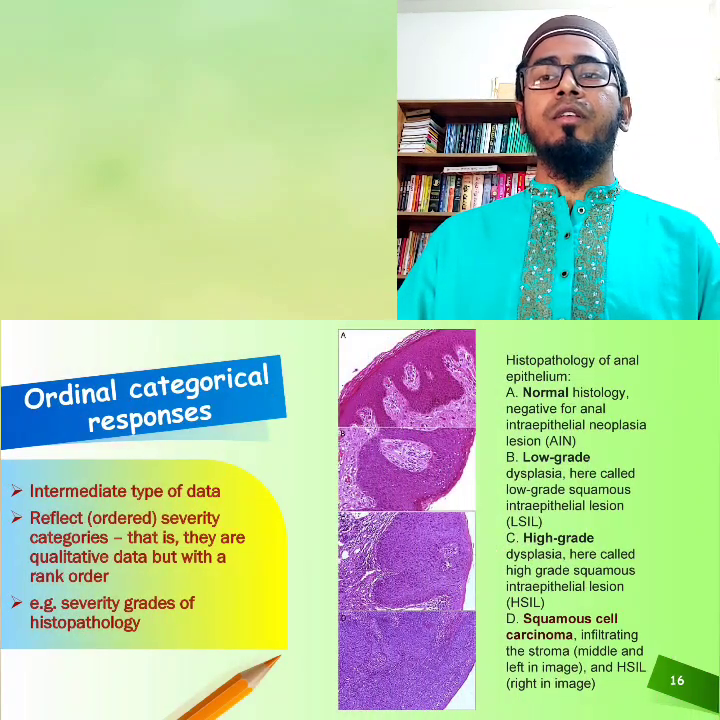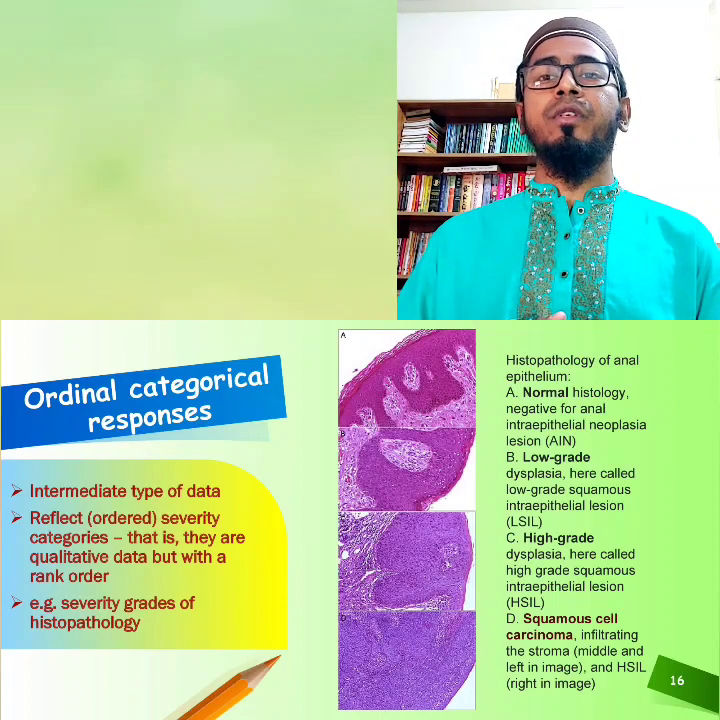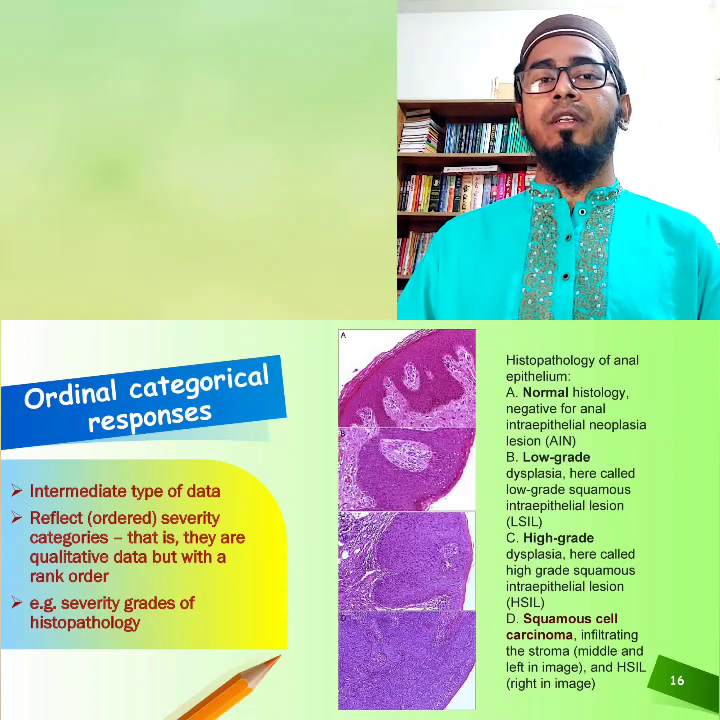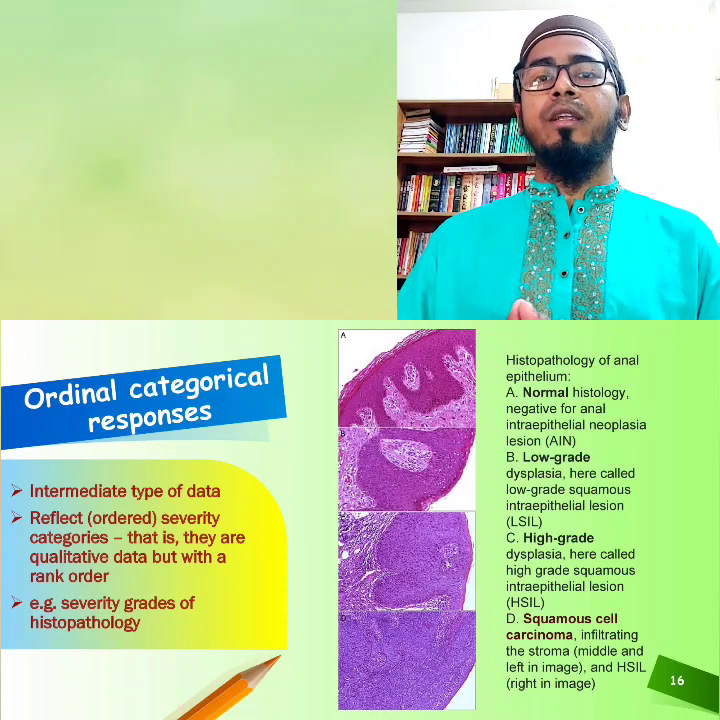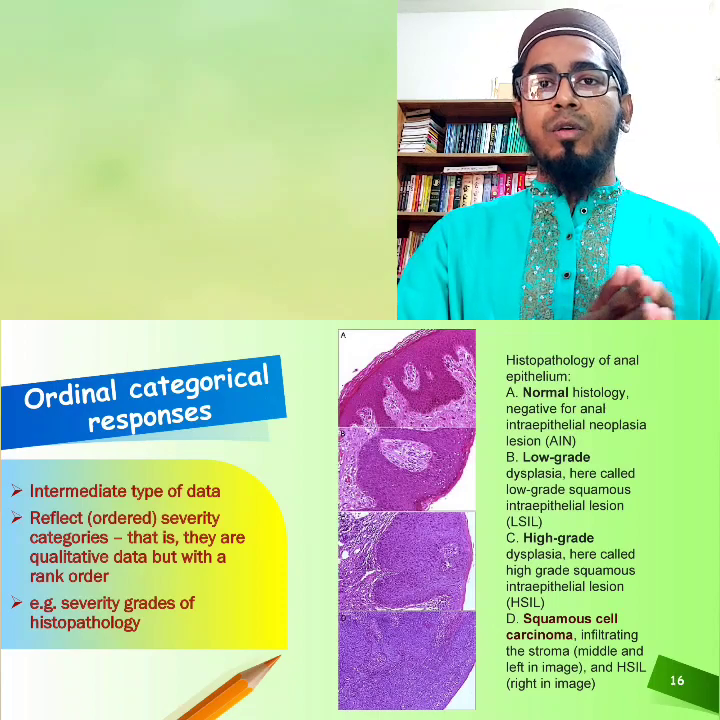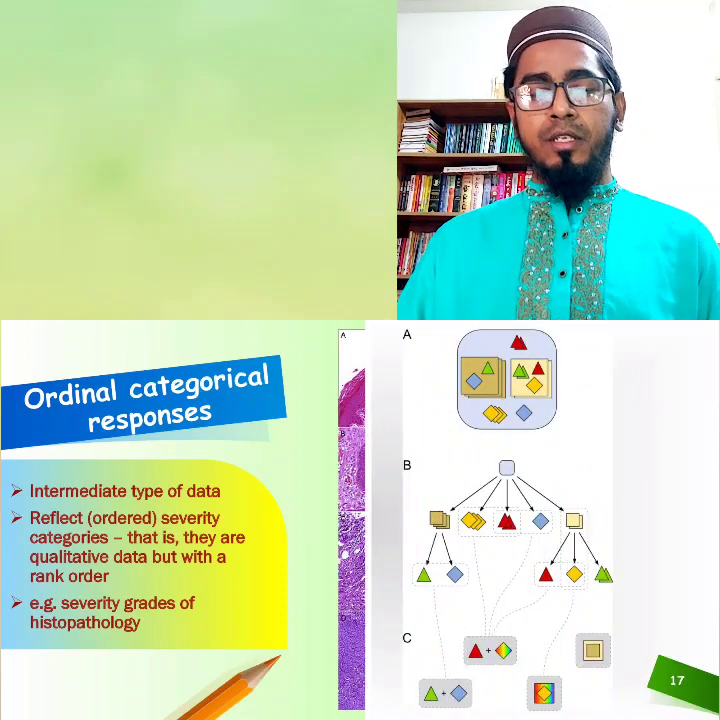The ordinal categorical responses generally take on one value from a small set of ordered values. Ordinal data are an intermediate type of data and reflect ordered severity categories. That is, they are qualitative data but with a rank order. For example, severity grades of the histopathology.